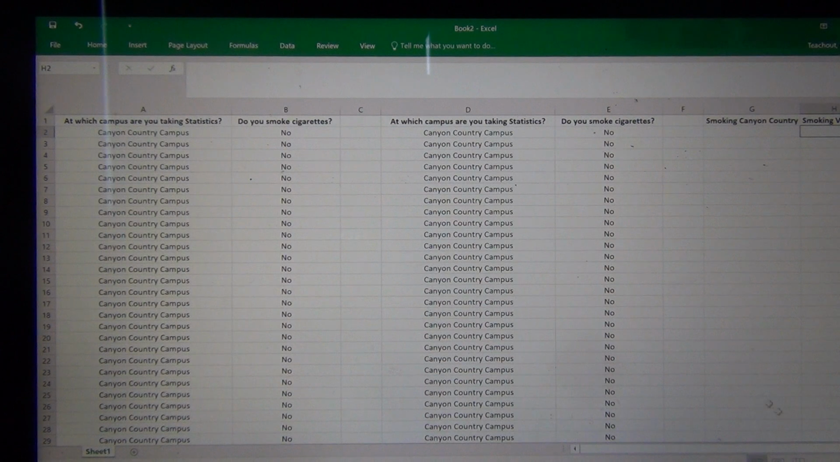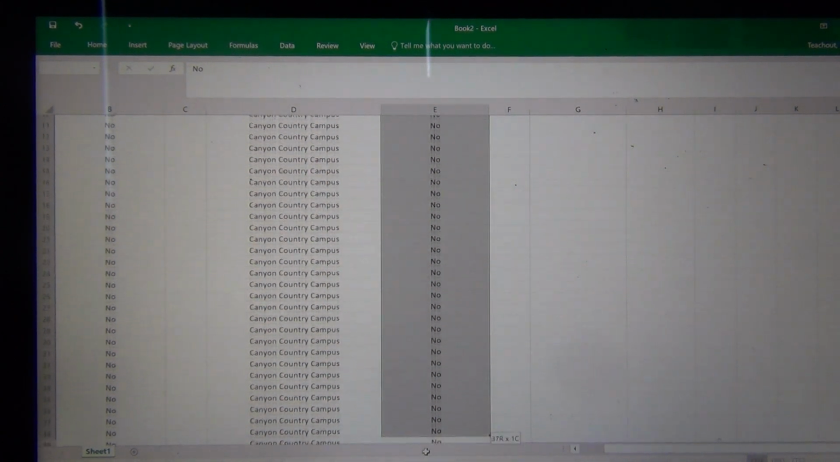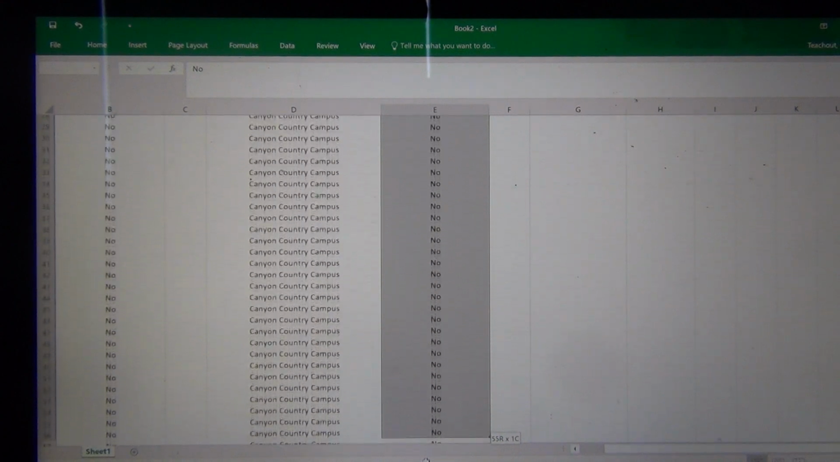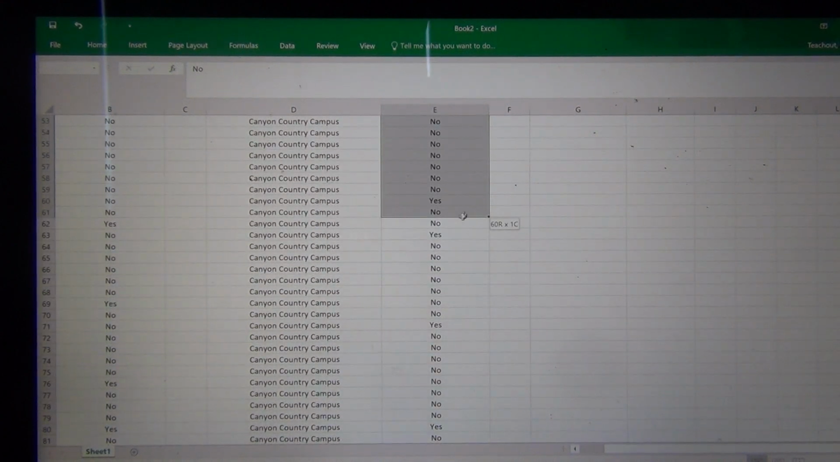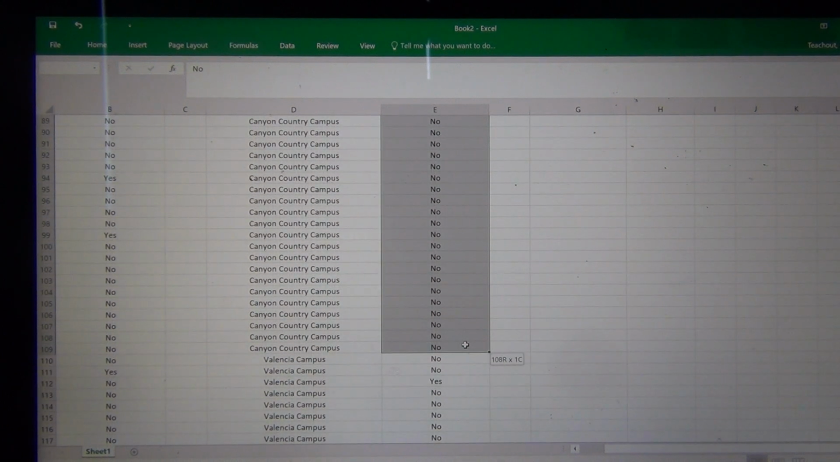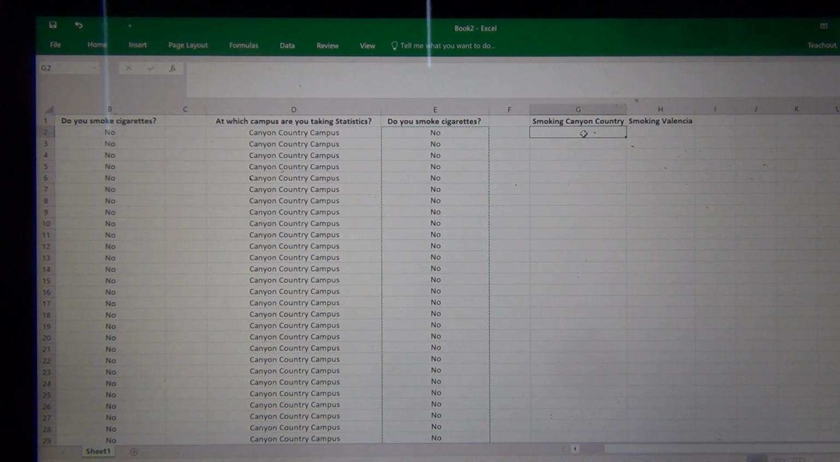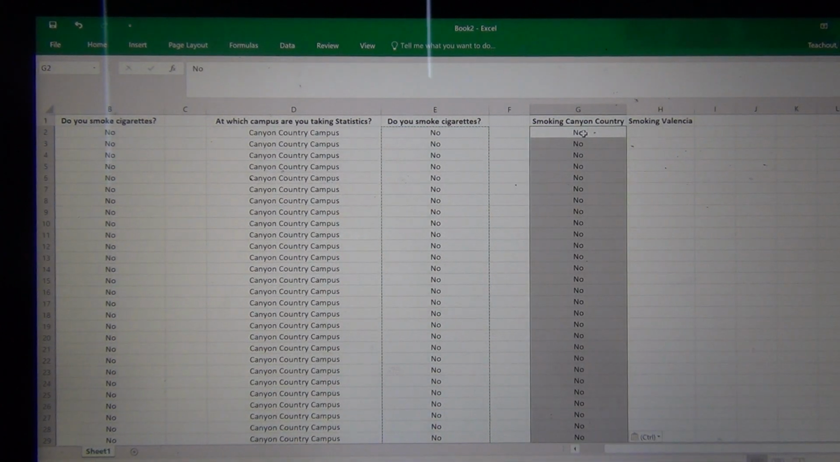All I'm going to do now is scroll over just a little bit so you can see better. So here's Canyon Country, and these are the people that all said they went to Canyon Country and whether or not they smoke. I'm just highlighting the smoking column that has just Canyon Country people next to it. So here are the Canyon Country people and whether they smoked or not. I'm just going to copy the part of the column that has Canyon Country next to it, and I'm going to put that in its own column now.